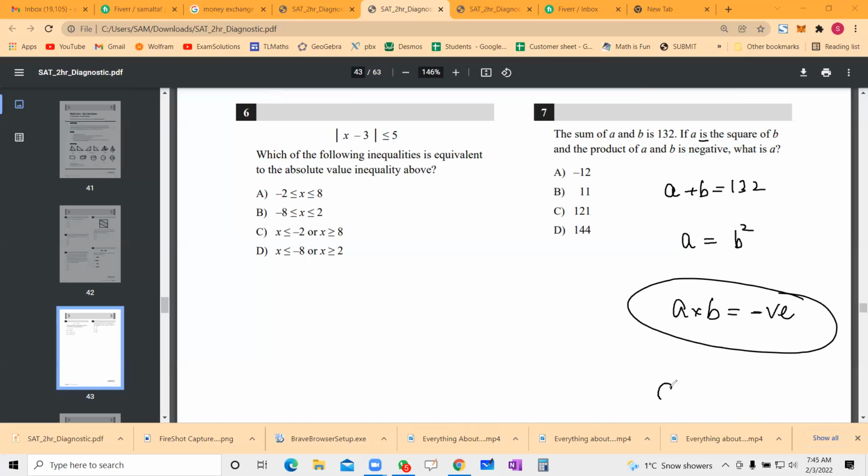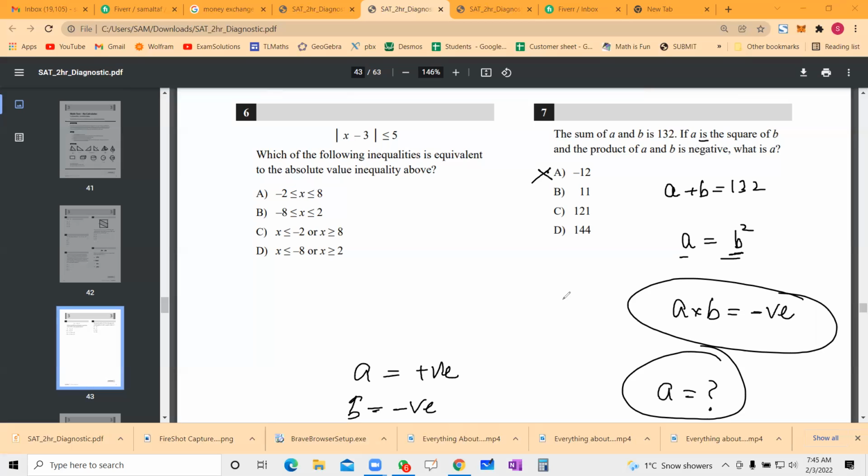What is A? Any strategy in your mind? Plug in. Exactly, plug in the value of A. But tell me, if A is B squared, out of A and B, which should be negative? B, because A is always B squared. Any number you take for B, you square it, and that'll always be positive. So A is positive and B has to be negative. A can never be negative, so we can eliminate option A.